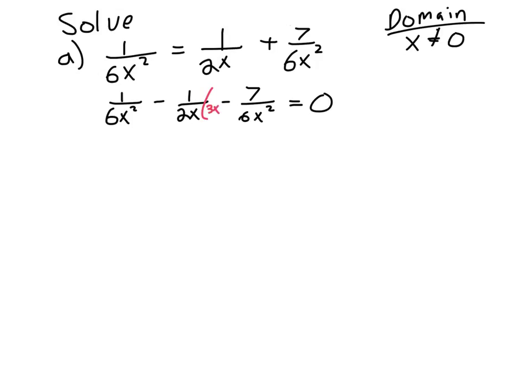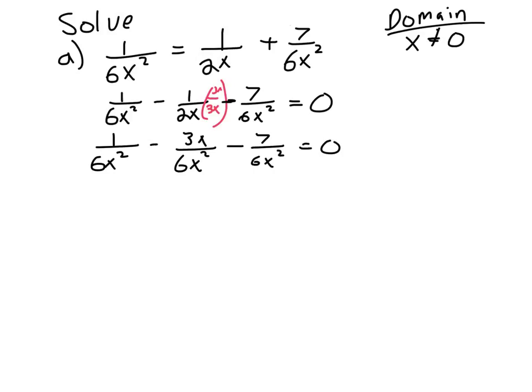So what I'm going to do is multiply this one by 3x over 3x. So on the top and the bottom, I'm going to have 3x there. So 3x over 3x is 1, so I'm not changing anything about it. Okay, so I'll have 1 over 6x squared minus 3x all over 6x squared, right? Because 3x times 2x is 6x squared, minus 7 over 6x squared equals 0. Now I can combine what's on the top of the fractions, and I end up with this over 6x squared.